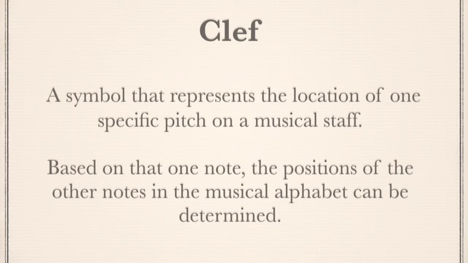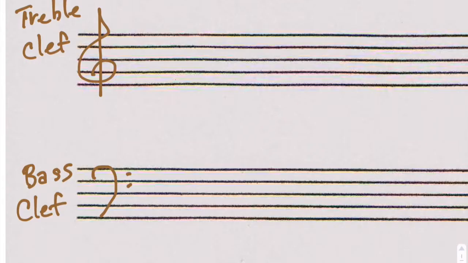Based on the location of a specific clef pitch, the positions of the other notes in the musical alphabet can all be found. Let's see how this works on a staff. A treble clef is used to cover higher notes, and the bass clef is used for lower notes. Here's how they both work.